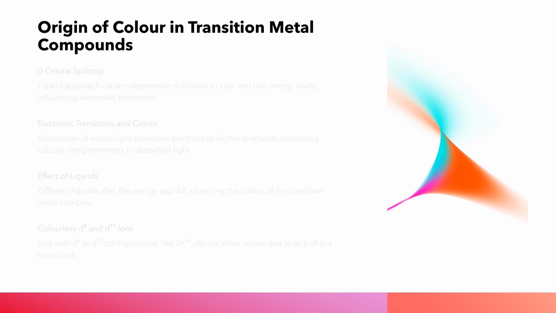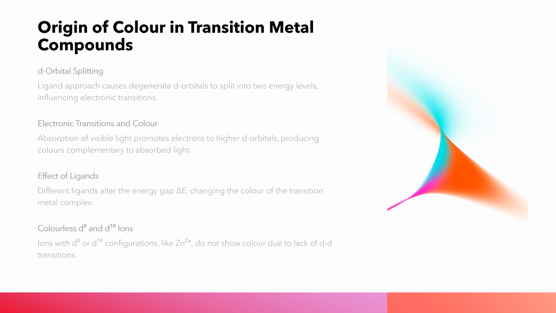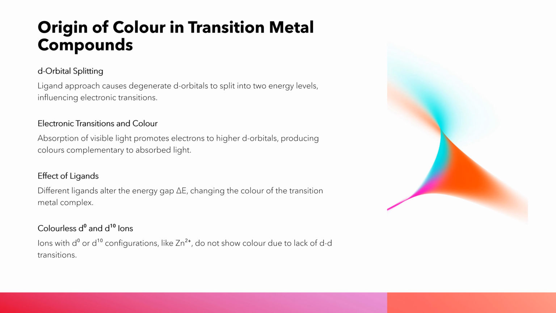The characteristic colors of transition metal compounds arise from electronic transitions within the D subshell. In a complex ion, the approach of ligands causes the degenerate d orbitals to split into two energy levels. When visible light is absorbed, an electron can be promoted from a lower energy d orbital to a higher energy one. The color observed is the complementary color to the light absorbed.